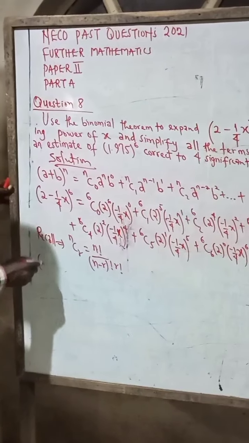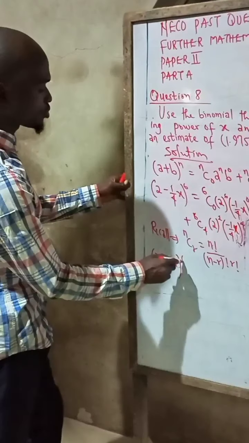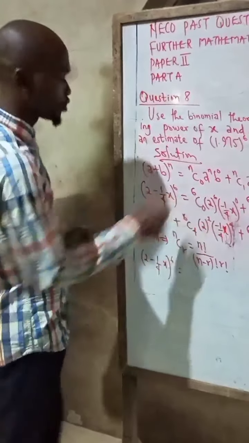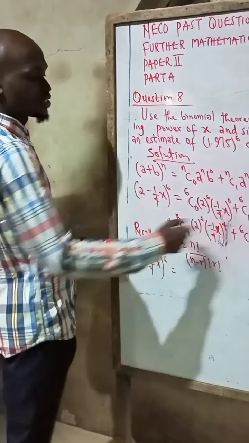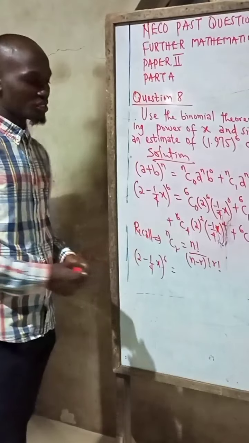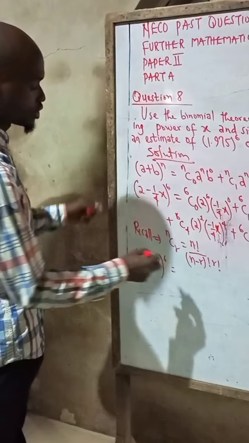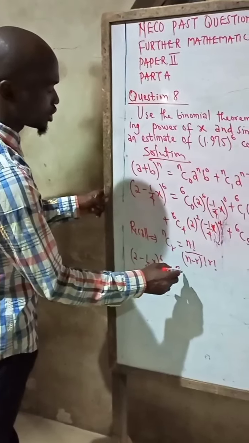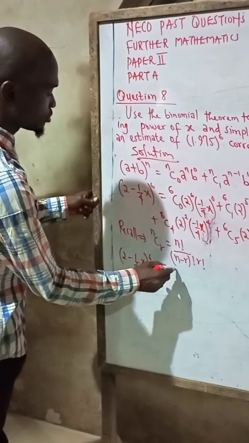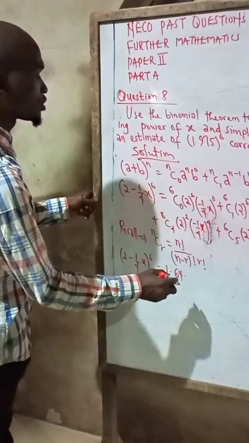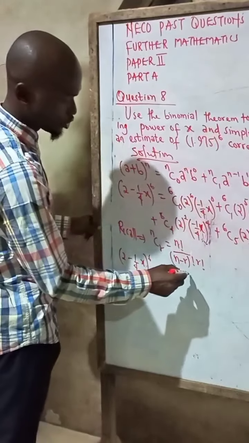So by applying that in this expression, we have (2 minus 1 over 4x) raised to power 6 equal to, now 6 combination 0, that's going to be 1. So by applying this formula, in order not to waste time, this combination 0 is going to give us 1, and 2 raised to power 6 will give us 64. That's 1 times 64 times, since it is raised to power 0, that will give us 1.